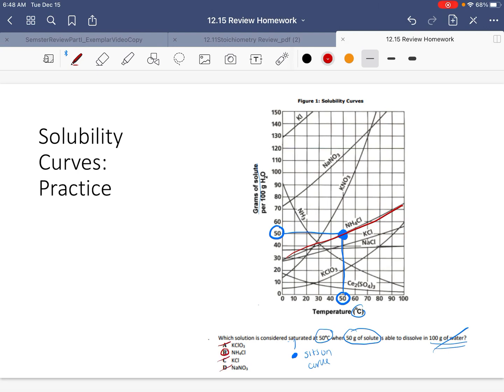We can double check with KClO3. So KClO3, where is it? KClO3 is down here. So the point is above it. The point is above, so that would be supersaturated. For KCl, the point is still above it, so it is supersaturated. And NaNO3 is up here. The point is below it, so it would be unsaturated.